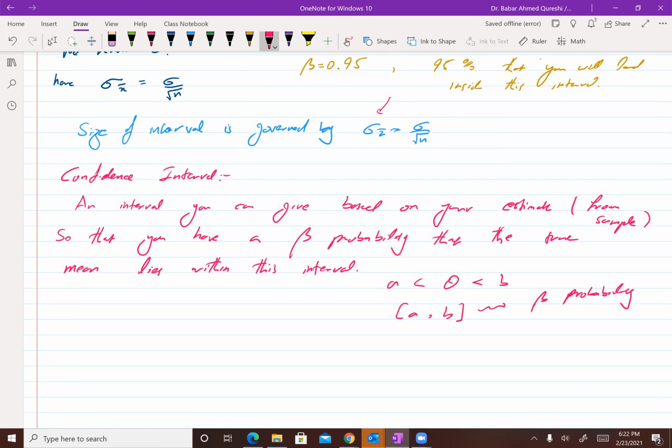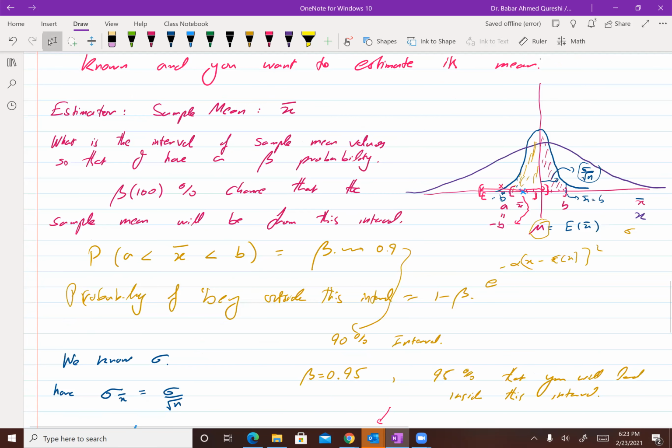That your true value would be within this interval. So now you see that if you increase this probability, that you want to be more sure that your true mean would be within this interval, then the size of this interval will have to be increased. Because the more you increase the probability, the bigger this size becomes.